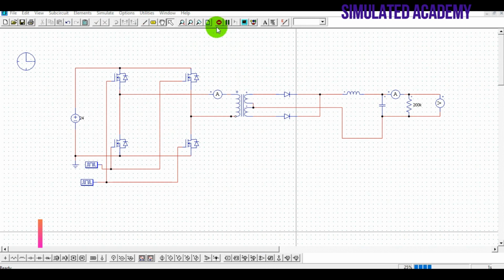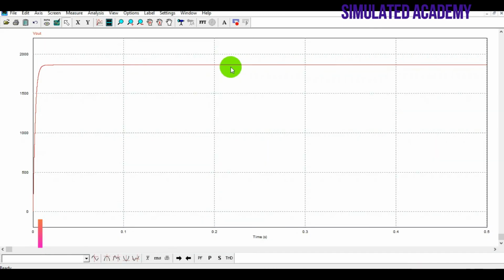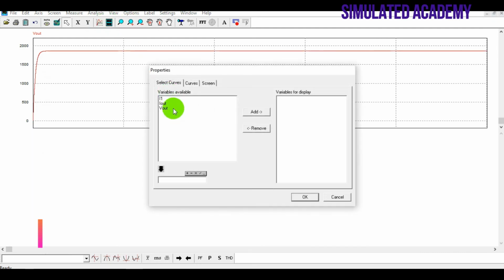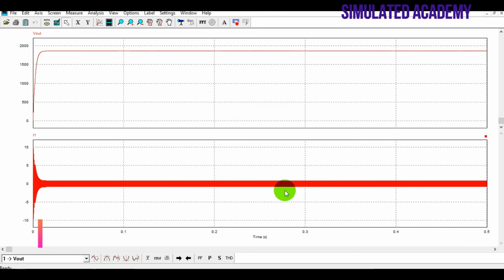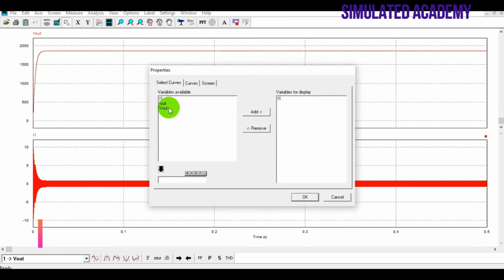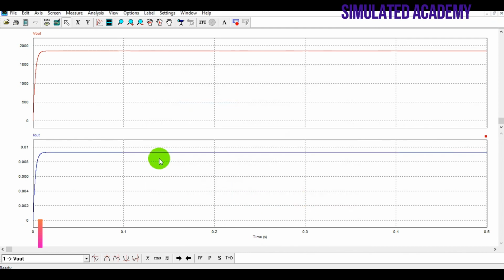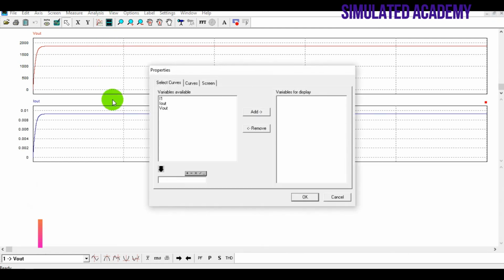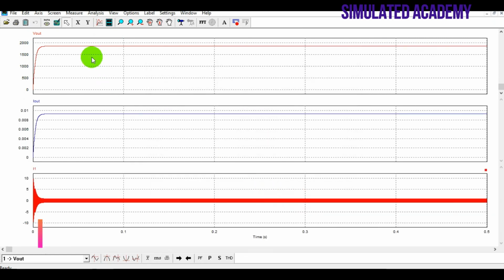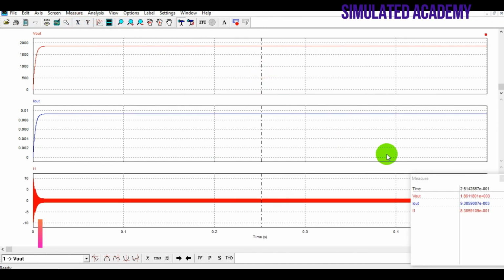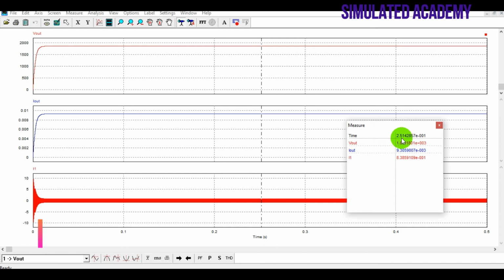Just run this, it will take a very short time. The simulation is completed. This is your output voltage. Now if you want to show your other parameters, this is the input current. Just right click on this. This is your input current. If you want to calculate your output current, delete this one. This is your output current. If you want to add another window, you can go to measure. Your output voltage value is 1.86 times 10 power 3, the output current is 9.3 milliampere, and the input current is 8.3 multiplied by 10 raised to power minus 1.